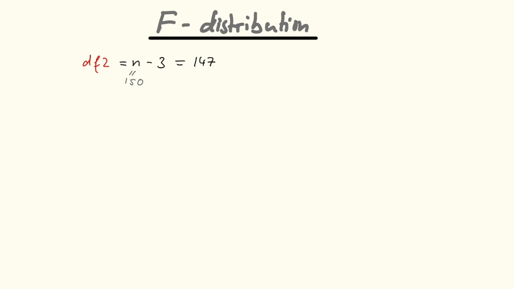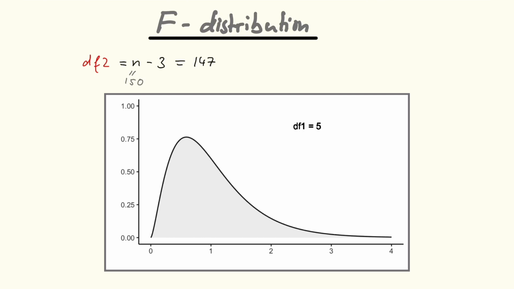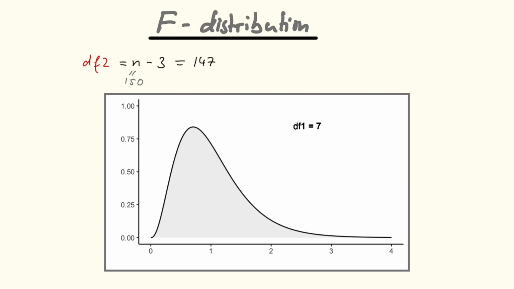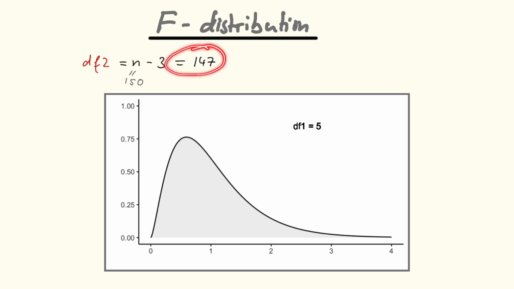The numerator degrees of freedom, on the other hand, matter a lot. This animation shows how the shape of the F distribution changes as we change the numerator degrees of freedom. The denominator degrees of freedom are kept fixed at this number.